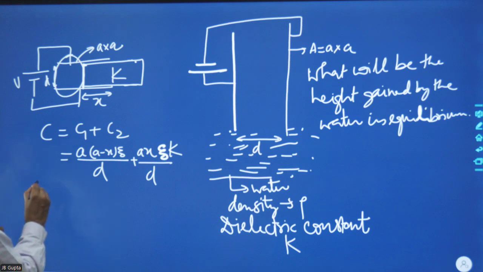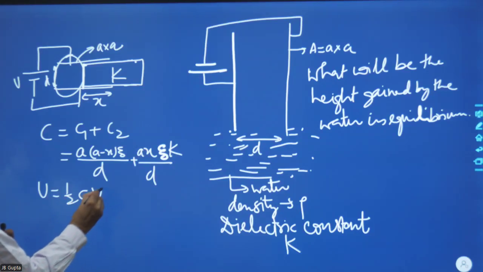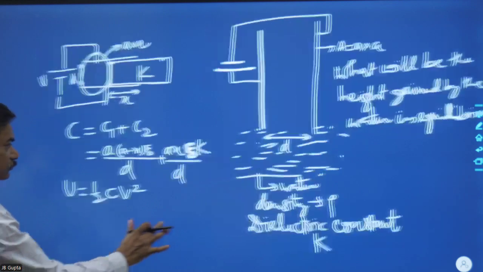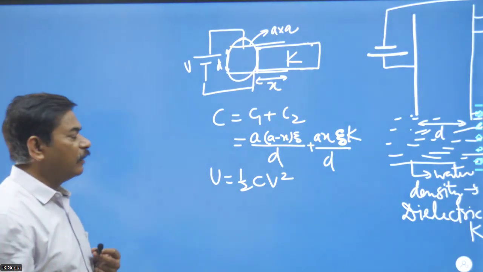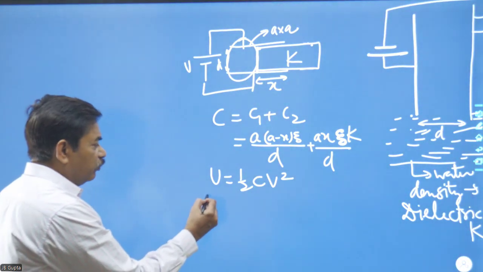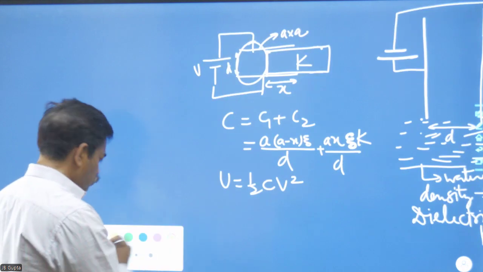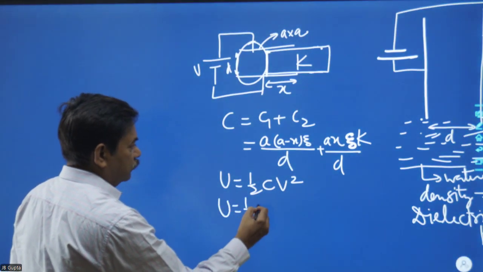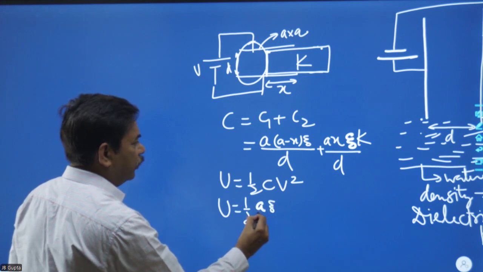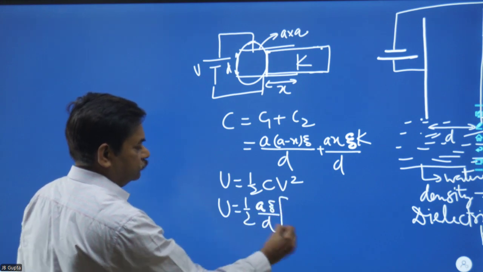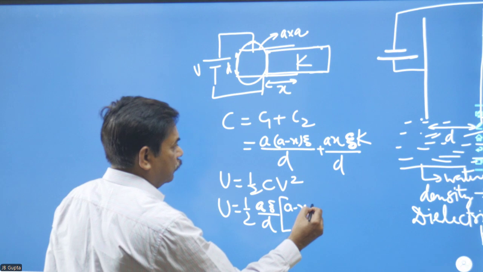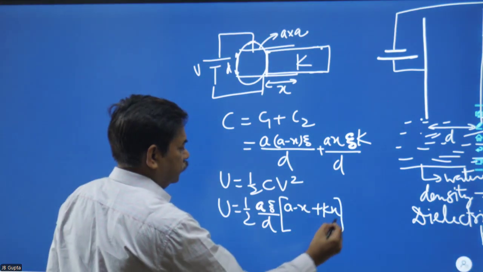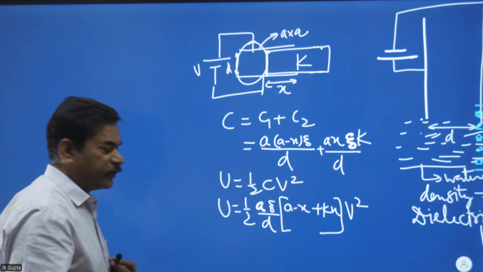Now see, the energy U will be equal to half CV squared. So energy U becomes half, where a epsilon naught upon d is common in C, and this will be (a minus x plus Kx) into V squared. This is the energy.